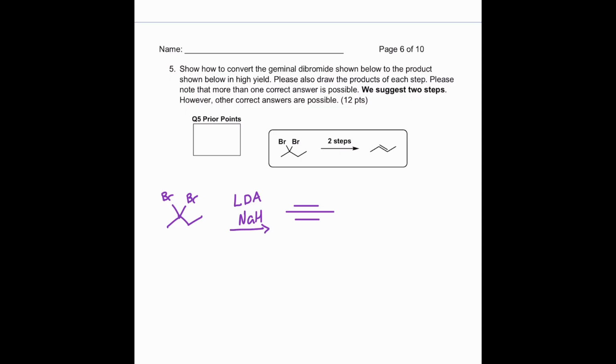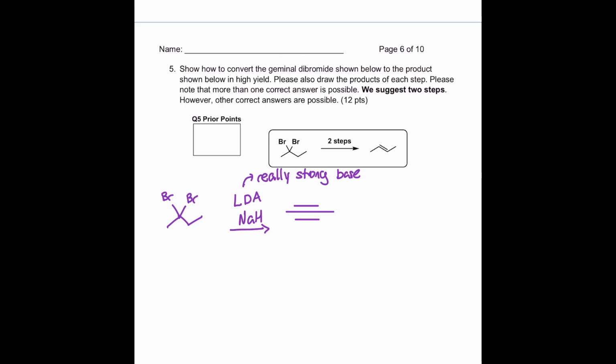So I'm just going to write really strong base. This really strong base is going to eliminate both of these bromines, giving us this triple bond, which is exactly what we want.